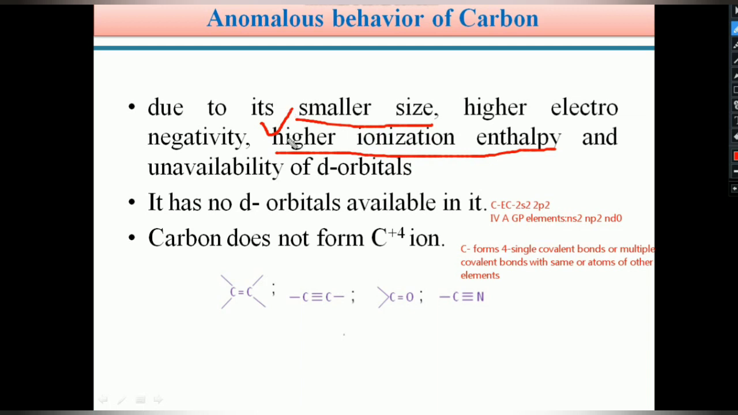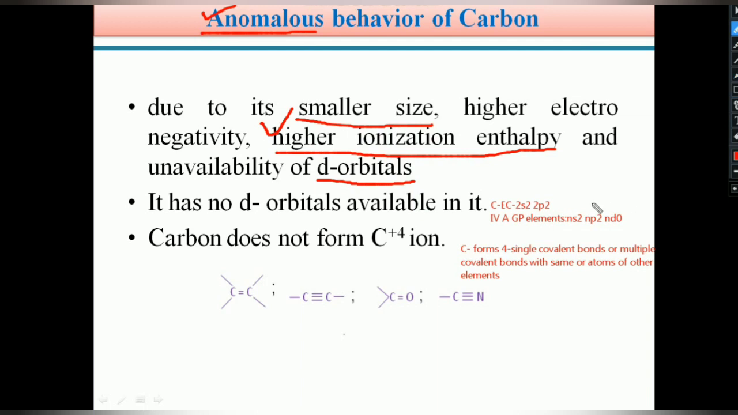And also there are no vacant d orbitals. No vacant d orbitals are present in the carbon atom. So these are the reasons why carbon can exhibit abnormal or anomalous properties when compared with the other elements present in the fourth A group. So one by one we can see in detail.